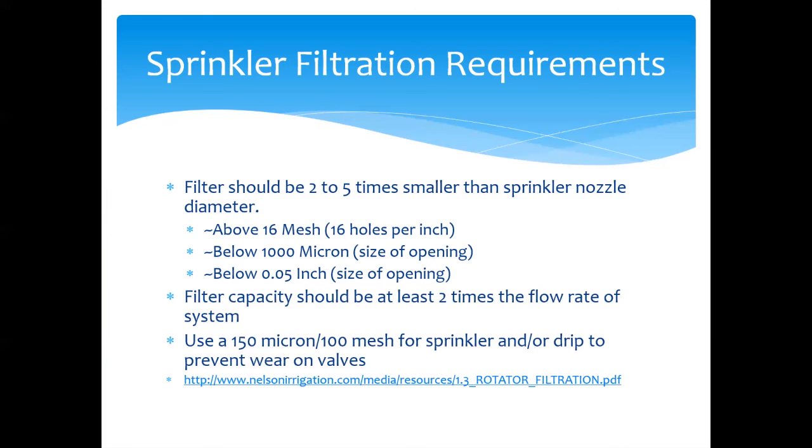Generally, the ones that are good are like the turkey timer ones, where it has a signal that just pops up when you get a pressure differential across it. So if you have 5 PSI loss in your filter, a little thing pops up, and you can see it from across the field and go clean it out. The filter capacity should be at least 2 times the flow rate of your system.